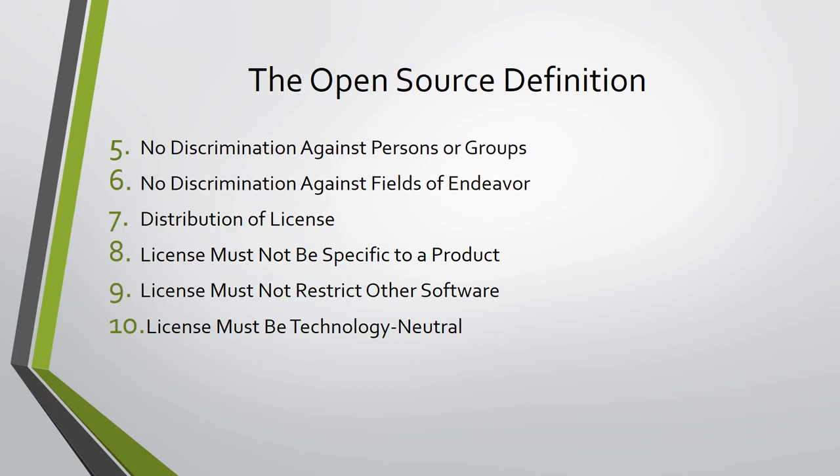9. License must not restrict other software. The license must not place restrictions on other software that is distributed along with the licensed software. For example, the license must not insist that all other programs distributed on the same medium must be open source software. 10. License must be technology neutral. No provision of the license may be predicated on any individual technology or style of interface.